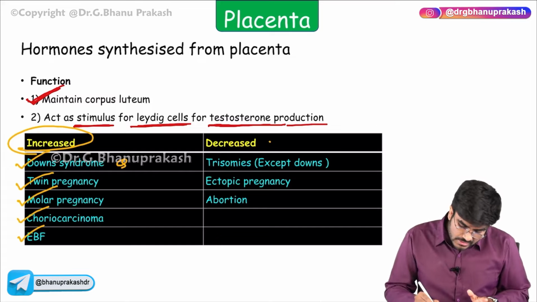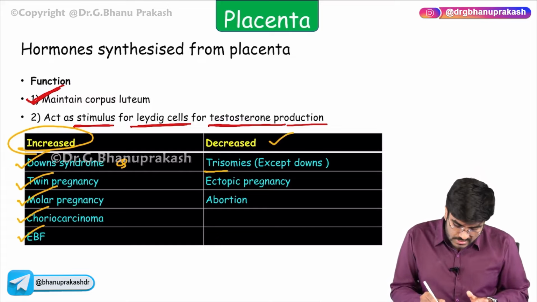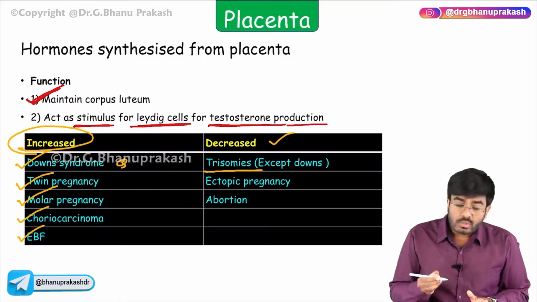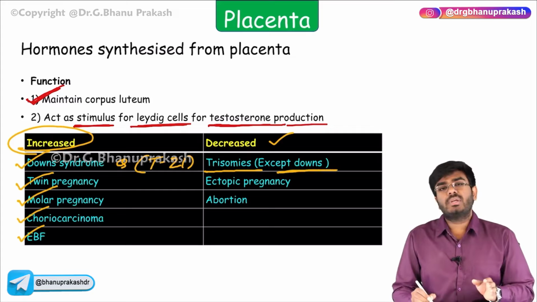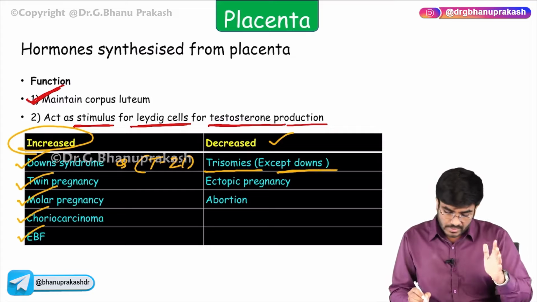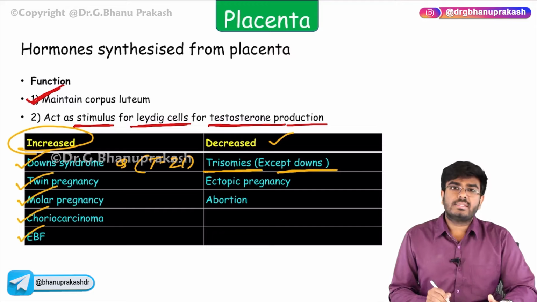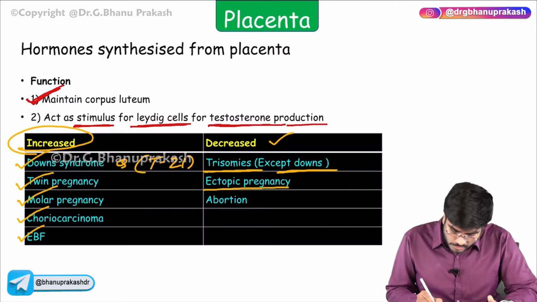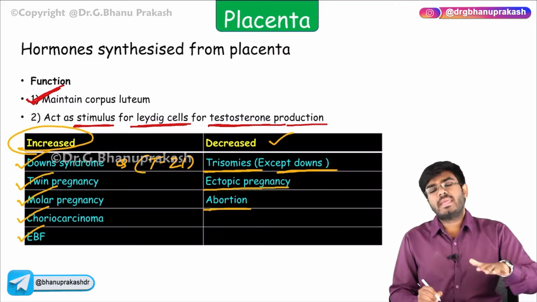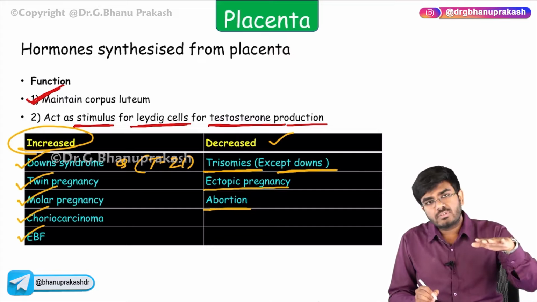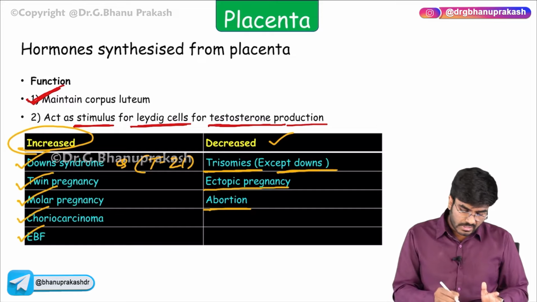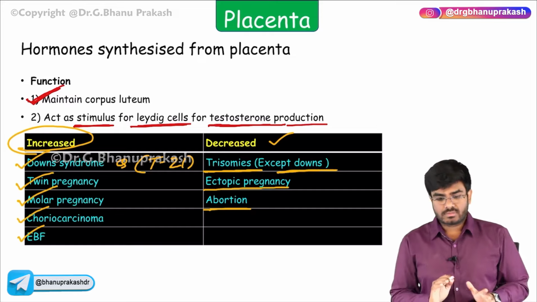The same beta HCG is going to be decreased in trisomies. Now you can ask me, sir, Down syndrome is also a trisomy. Down syndrome is trisomy 21. See, except Downs, in all trisomies, beta HCG is going to be decreased. With ectopic pregnancy, beta HCG is going to be decreased, and even with the abortion, ectopic pregnancy, and all trisomies except Downs, beta HCG values will be coming down, and beta HCG values are increased in the following conditions discussed, completed.